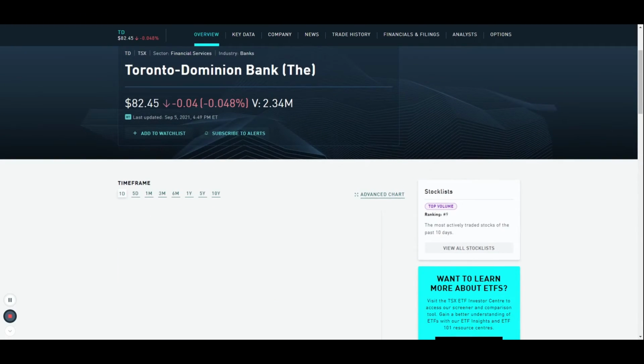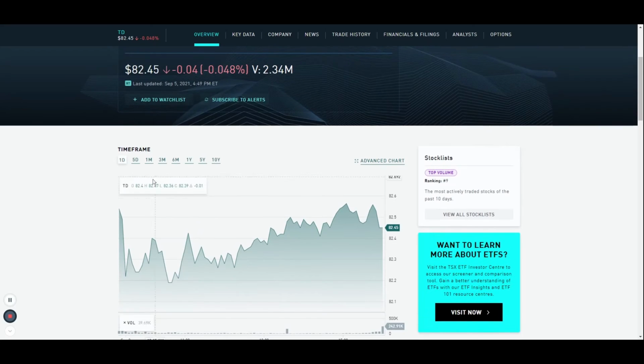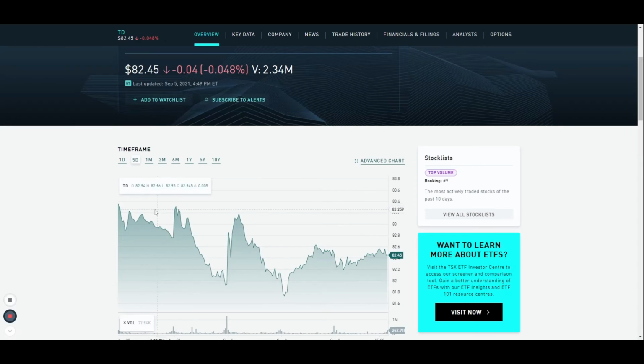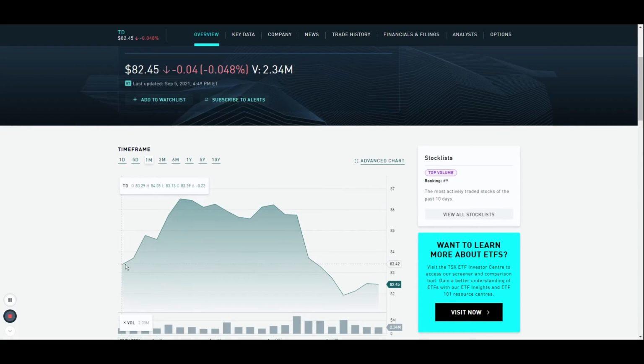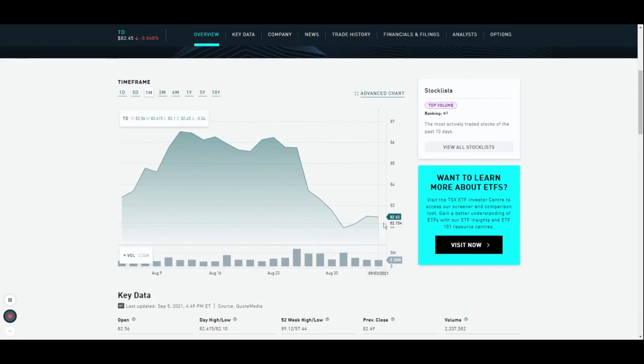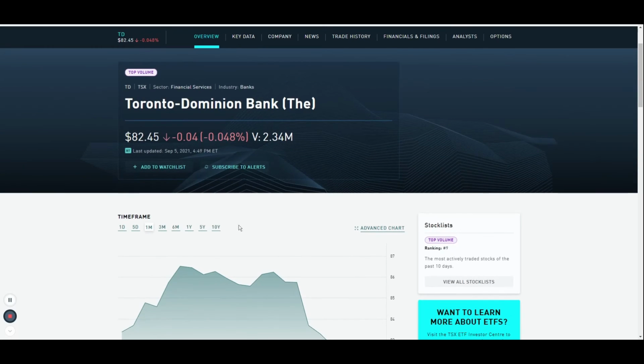And then we can get into the chart here. So in the last trading day, it went down, it ended down. It did have a peak up near the top, but it finished down around here. In the last 5 days, it's also gone down. So it's pretty down recently. And even in the last month, we are down. A couple weeks ago, we were at 86, and now we're down at 82.45.